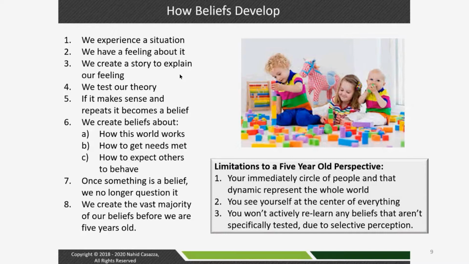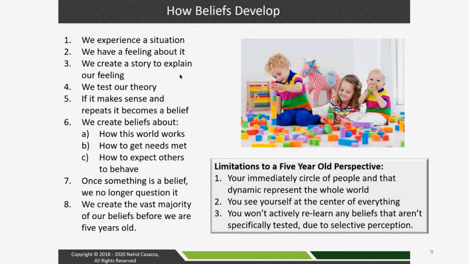So typically, our beliefs are created when we're less than 5 years old. But there are a couple of problems with the way that we formulate our thoughts at this age. One of the problems is that the only people that we're really exposed to is that immediate circle. Could be our parents, could be our siblings, could be some other caregivers, but the immediate circle of people that we grow up with. And those people represent the whole world to us. And then when we're that young, we really haven't developed the ability to put ourselves in other people's shoes and understand the perspective of adults.